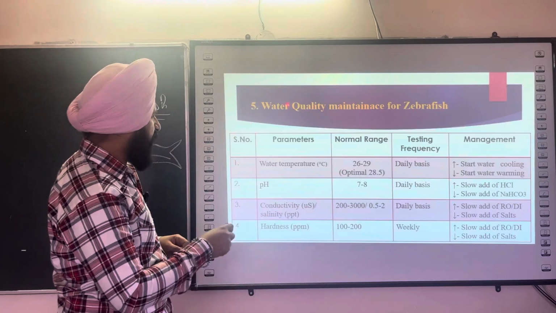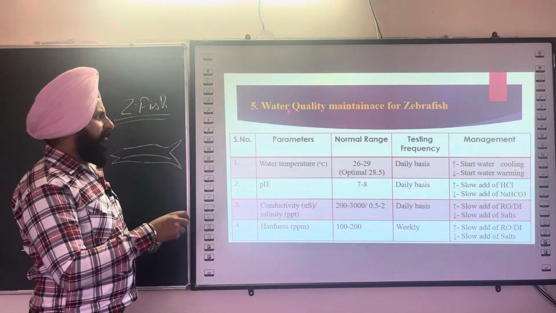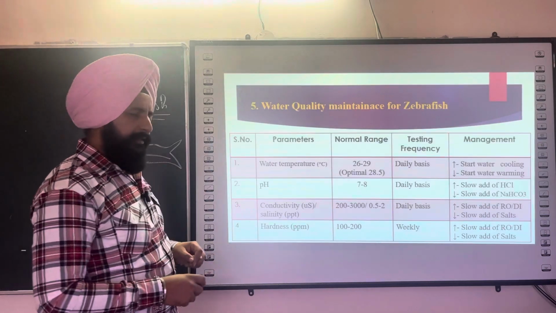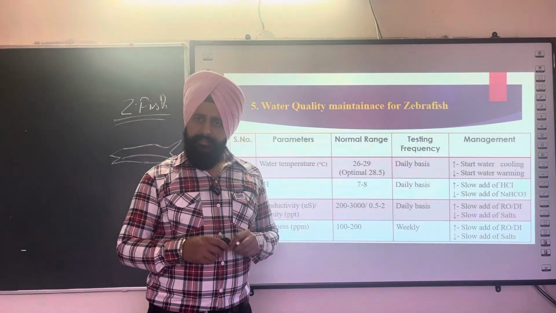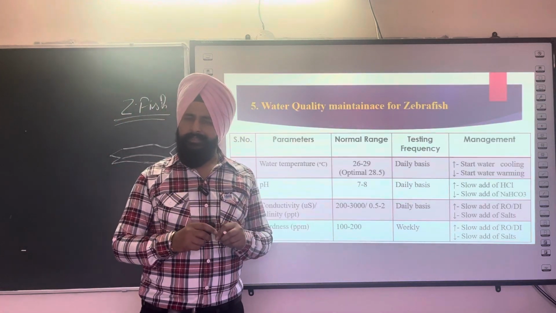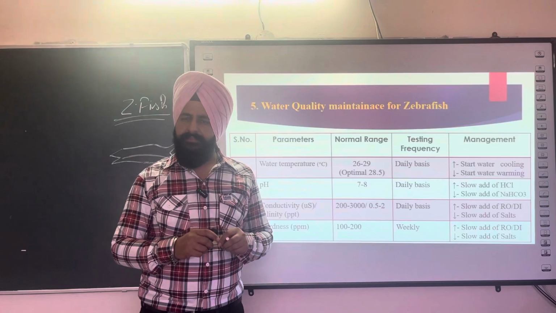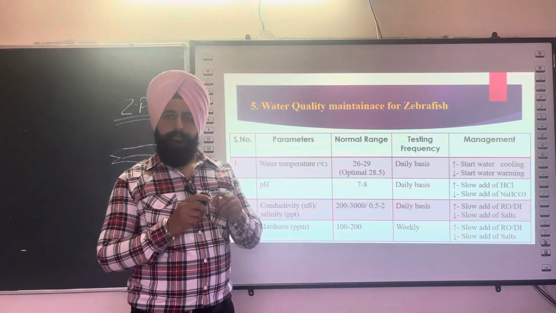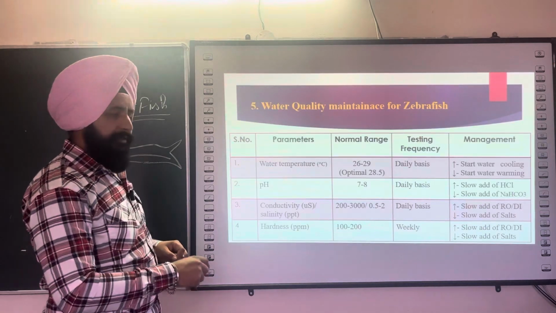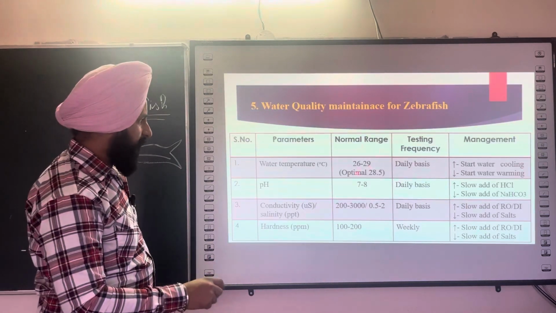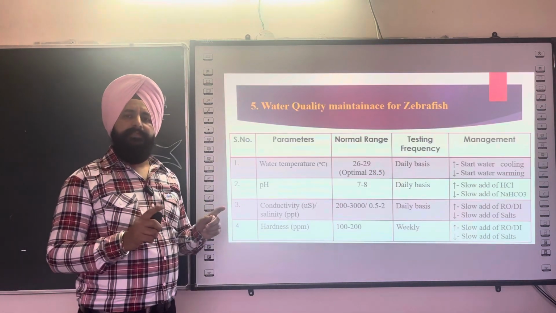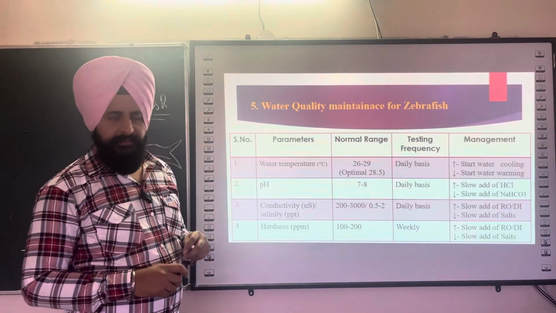Now, these are the things on how you can maintain the quality of water for the zebrafish, because it is very important; it is an aquatic animal and always lives in water. So water should be clean and free from contamination. How does the guideline say you can maintain the water? The first thing is the temperature of the water. The temperature should be nearly 28.5, in a range from 26 to 29 degrees centigrade.